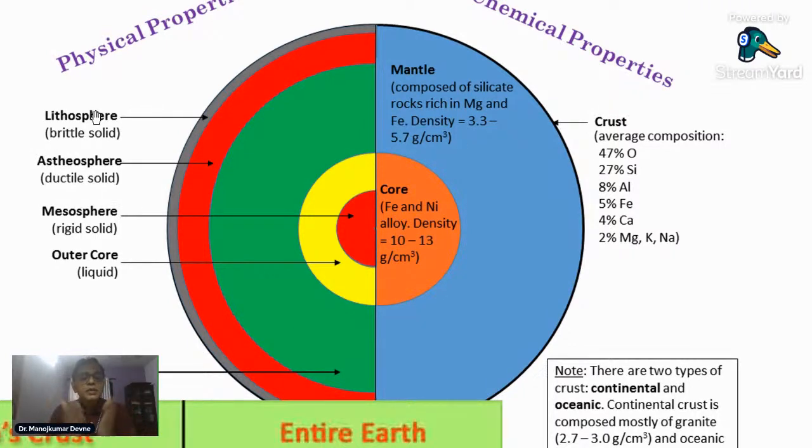In terms of the spheres, the crust and the upper 70 to 100 kilometers of the mantle is known as the lithosphere, which is a brittle solid. The asthenosphere lies below that, and that is called the ductile solid. And then you have the mesosphere, the outer core, and of course the inner core.